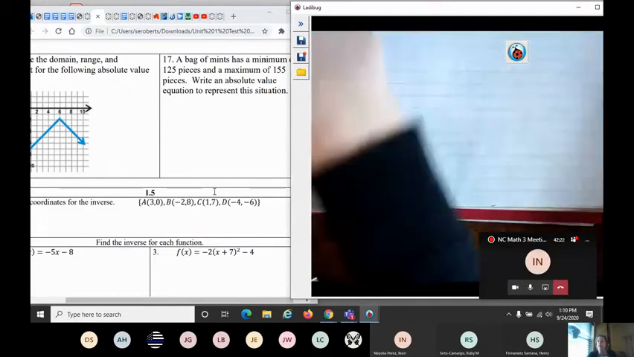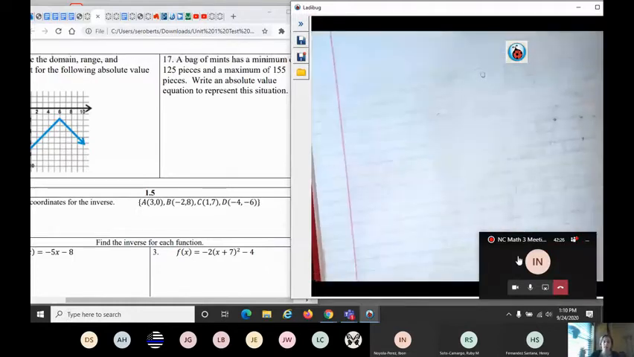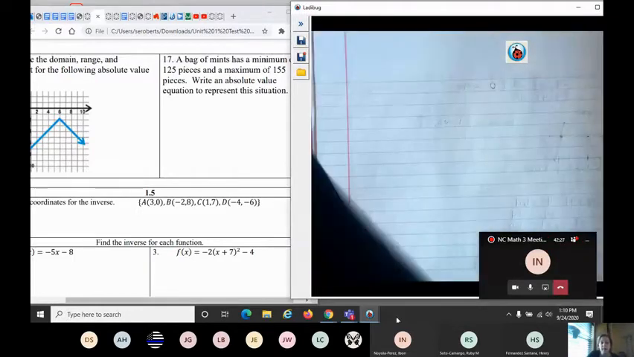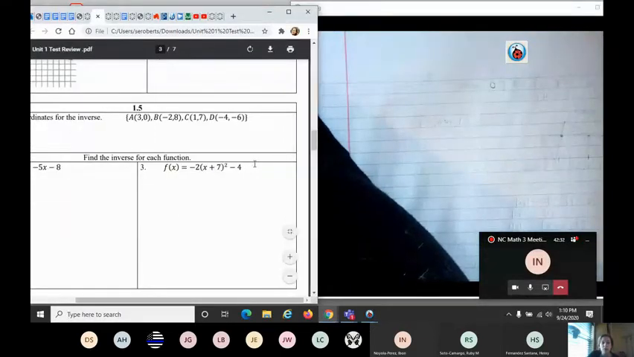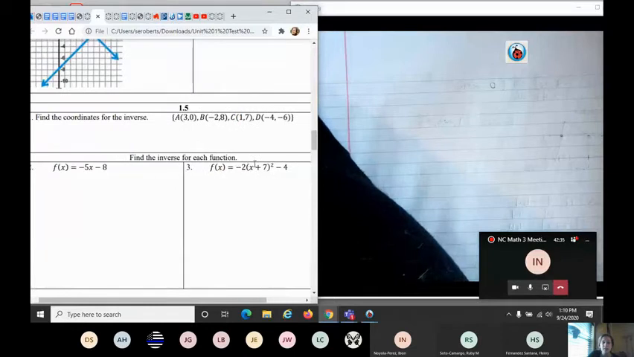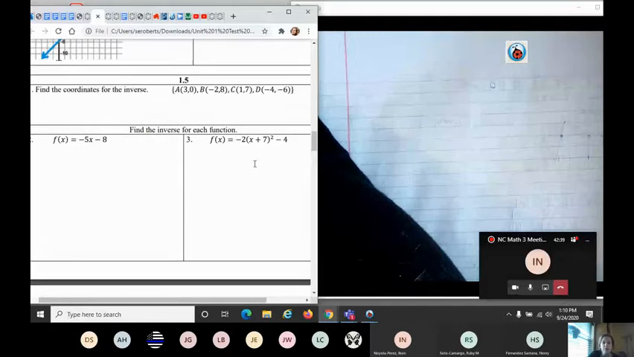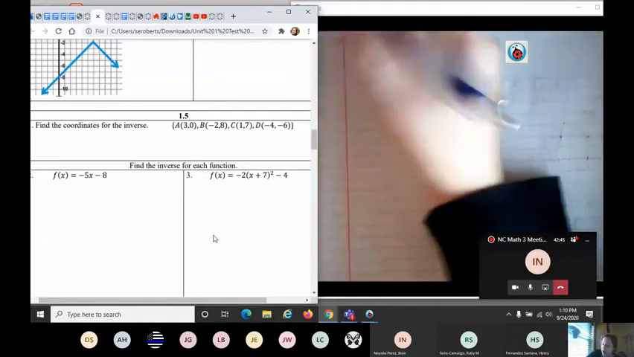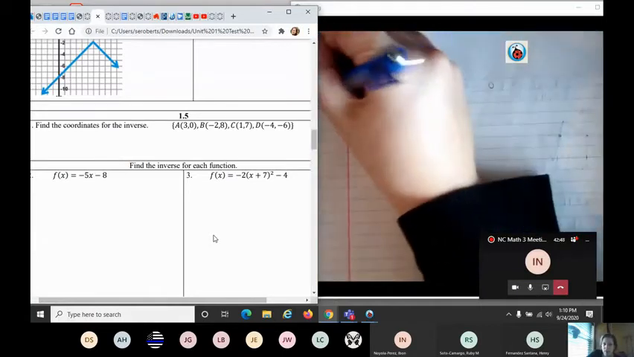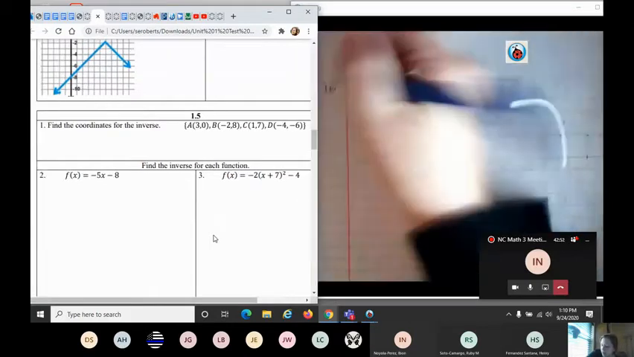Okay, so I'm going to flip my paper over. 1.5 is going to be about inverses. I want to do two of these, even though there's a bunch of them. I want to do the first one, and then any one of the next ones will be fine. They renumber here, so this is number 1 of 1.5.